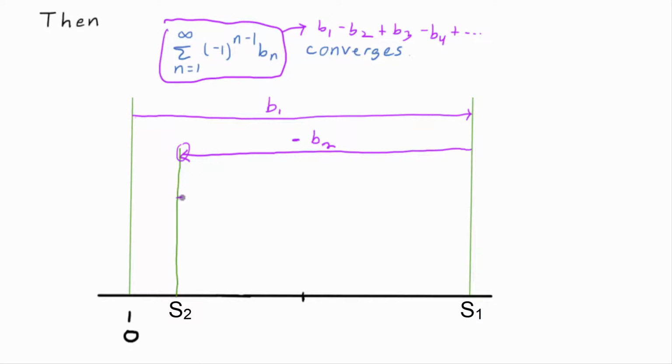To get the next partial sum, add in plus b_3. But we know that, absolute value-wise, b_3 is less than b_2. So you would end up perhaps here. You guys see what I'm doing? We go back another time.